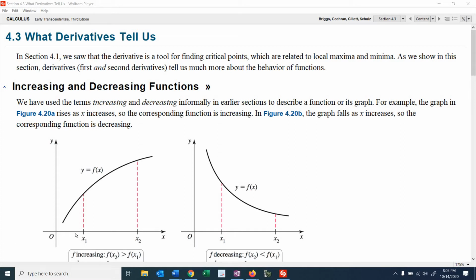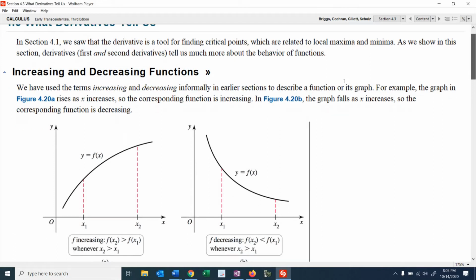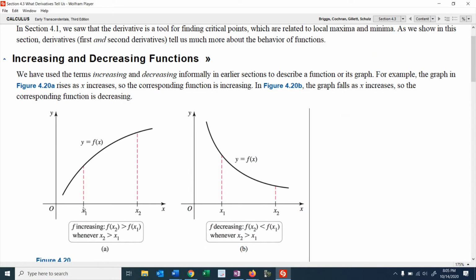Okay, so first of all, what does it mean to be an increasing function versus a decreasing function? A function is said to be increasing if, as you move left to right on the x-axis, the y value of the function increases. And of course, if you move left to right on the x-axis and the y value decreases, then it's a decreasing function.